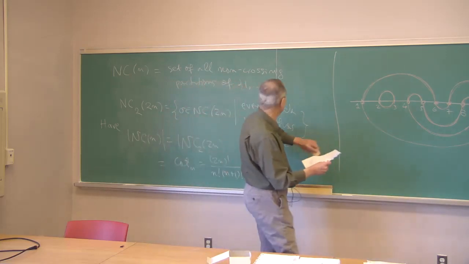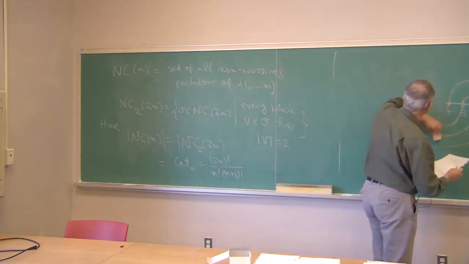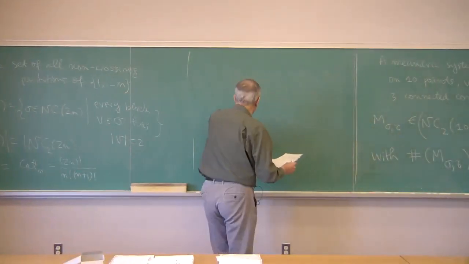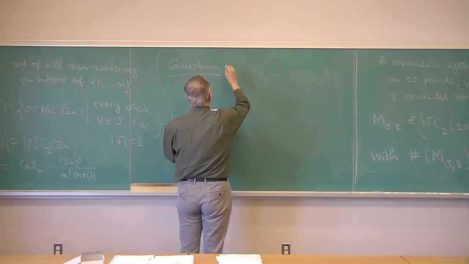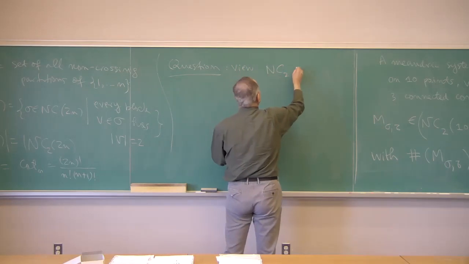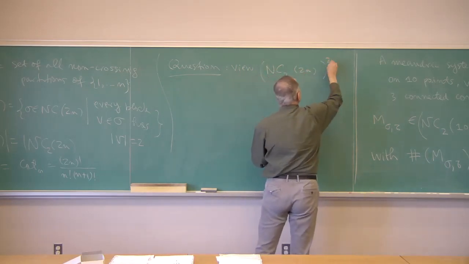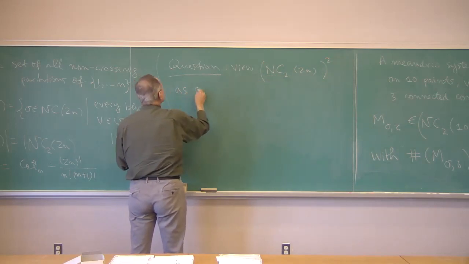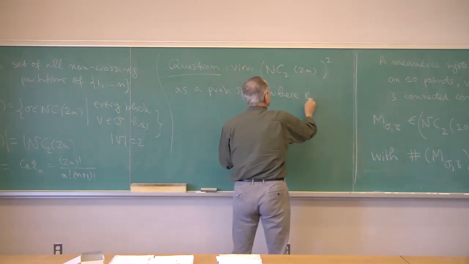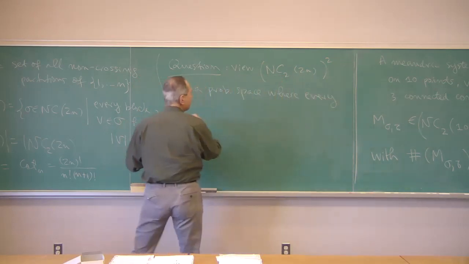So here's a natural question which I want to pose. Pick an n, and look at all the meandric systems. We can look at them as follows: view NC2 of 2n squared as a probability space where every atom has the same mass, which has to be 1 over the square of the Catalan number.